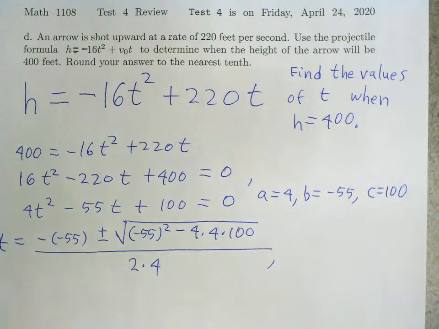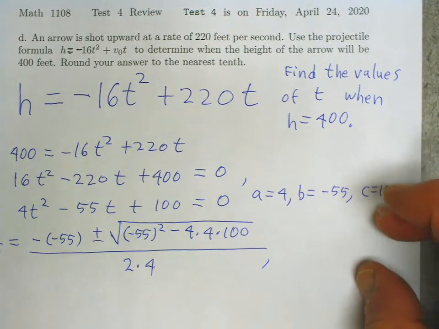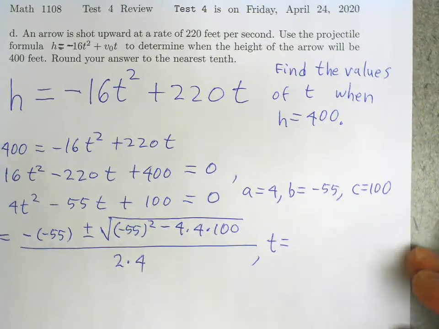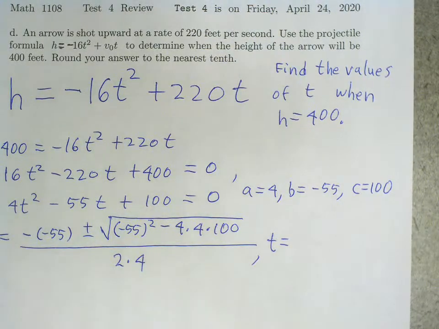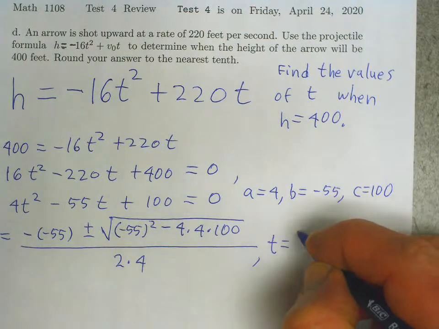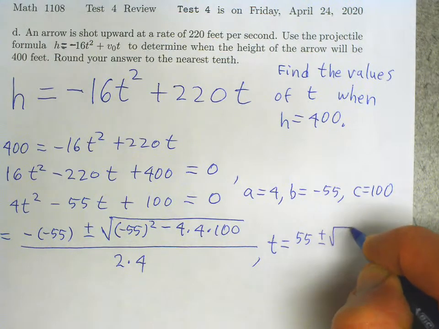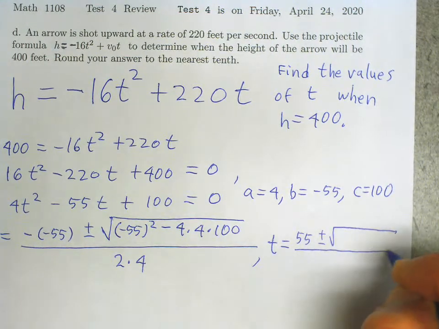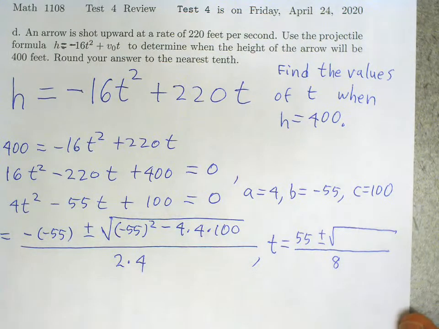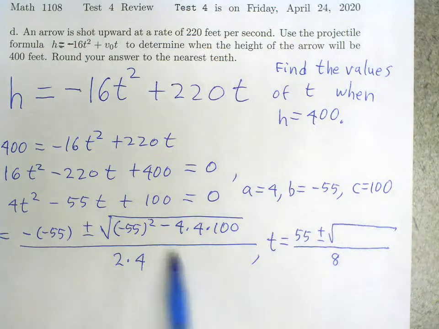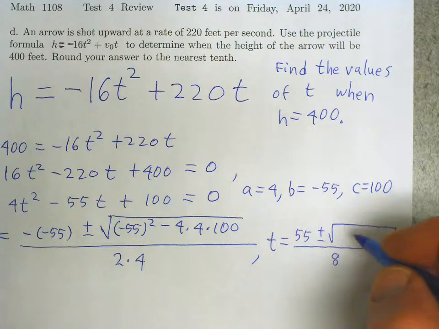Okay, now the arithmetic. The arithmetic is sort of important if we want to get the right answers. So the negative of negative 55 is positive 55 plus and minus the square root of some number, all divided by 8. Okay, the number negative 55 squared, that's just 3025.